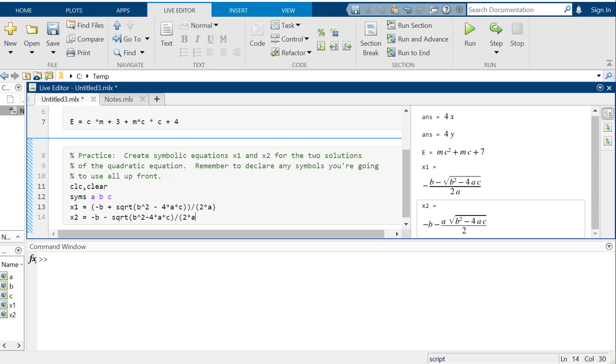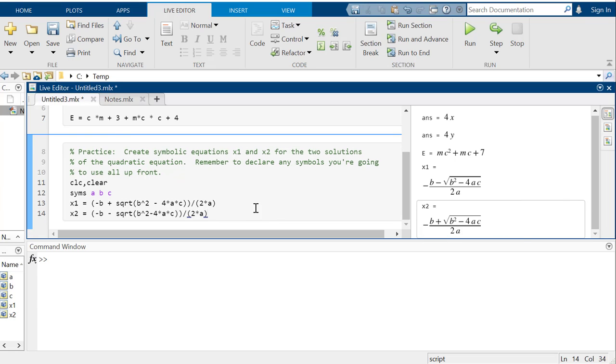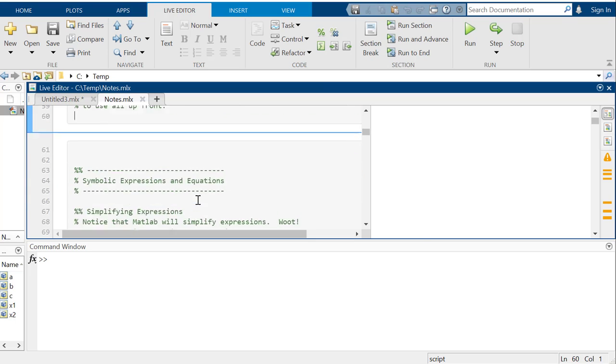I forgot to put my 2a on the bottom altogether, but then I also forgot to put everything on the top in parentheses. And so that's kind of neat that I can go in here and play around and do that. And now it's negative b. So it looks like it's backwards from the way I put it in, but this is actually correct again. It just does this weird thing with the negative sign. So that's fun. All right, let's see what else we're going to play with.